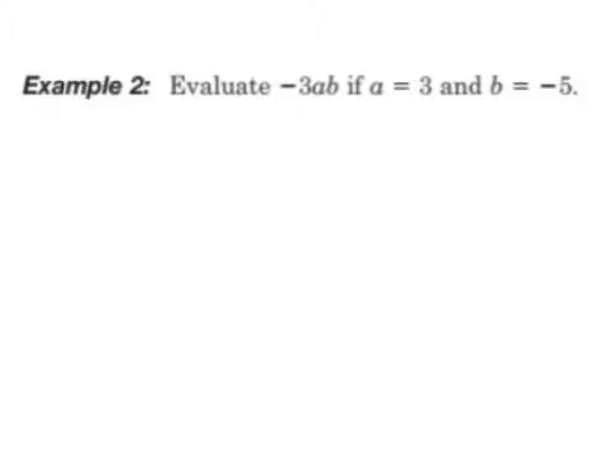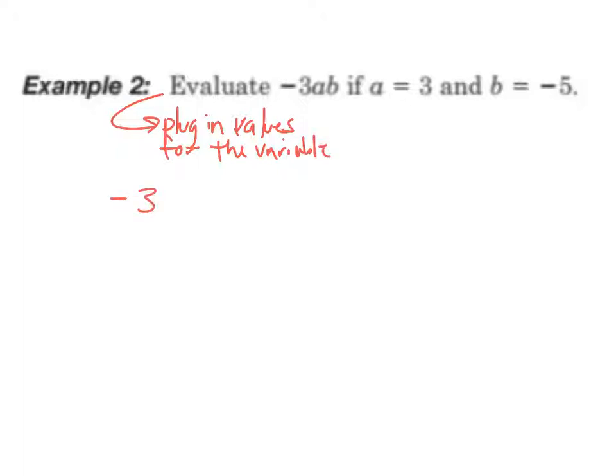So evaluate, we just did some of those. Remember that that just means we're going to plug in values for the variable. Okay. So I have negative 3, A, B. And remember that when I don't see a symbol, an operation, and my operations are addition, subtraction, multiplication. Let's start using the dot for multiplication. Or we can use the parentheses for multiplication. And then our last one is division.